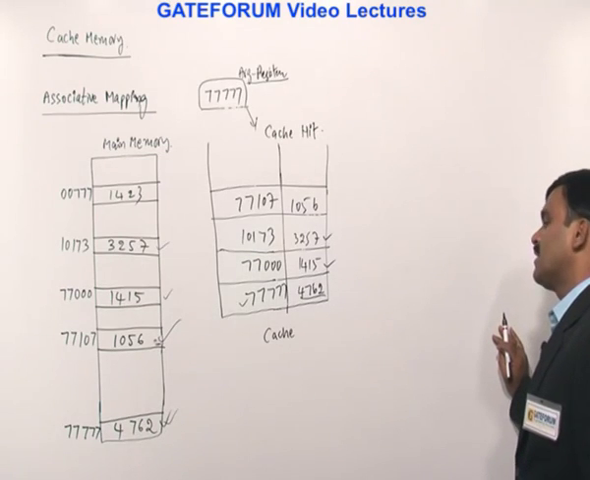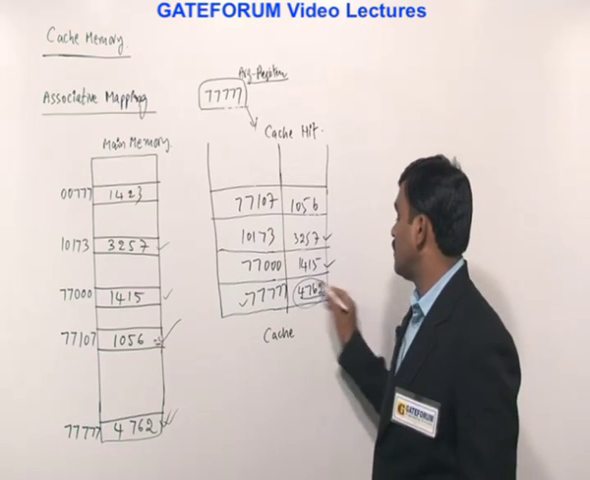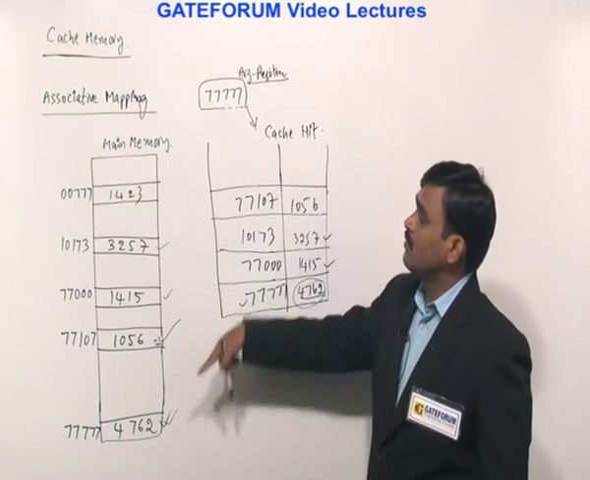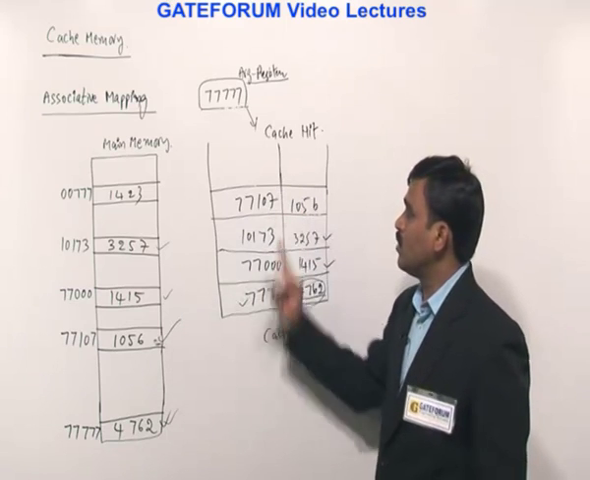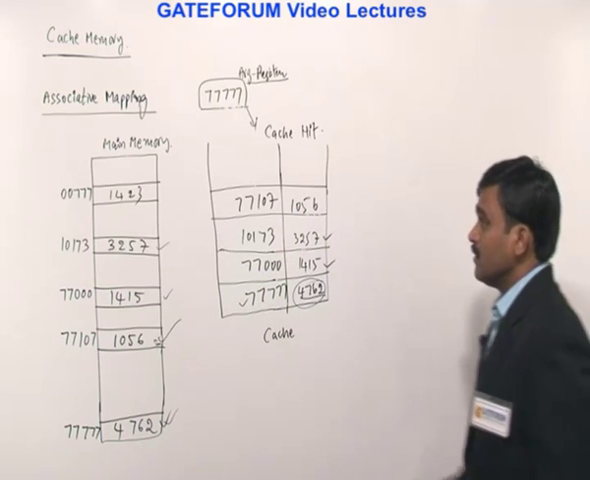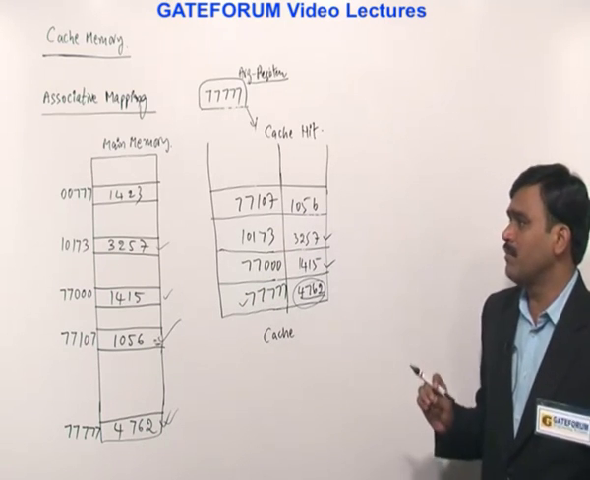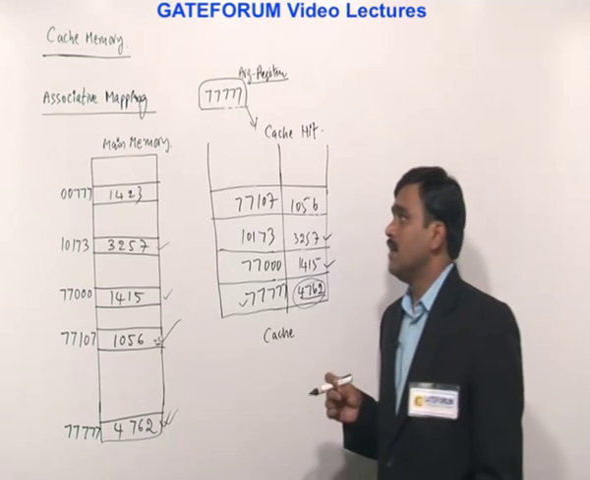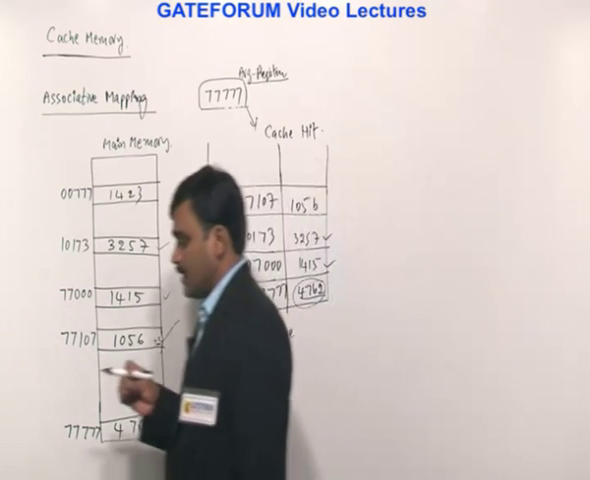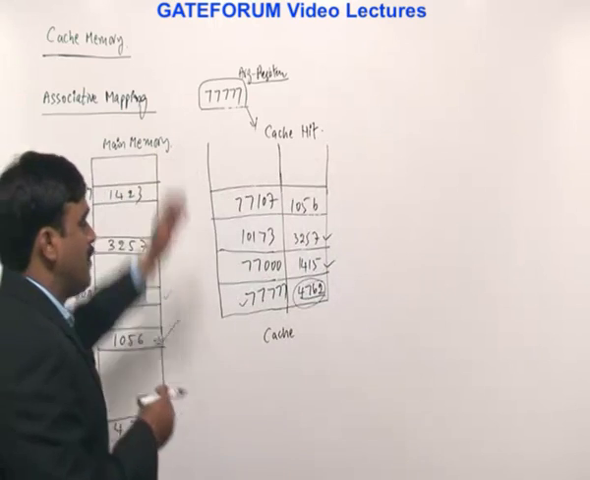So when there is a cache hit, directly we can retrieve the data. When there is a cache miss, we have to retrieve from main memory, and the same thing is loaded in the cache along with its main memory address. So like that, associative mapping is implemented. Associative mapping is just a basic technique to implement the cache memory from main memory addresses. So this is one of the mapping techniques.